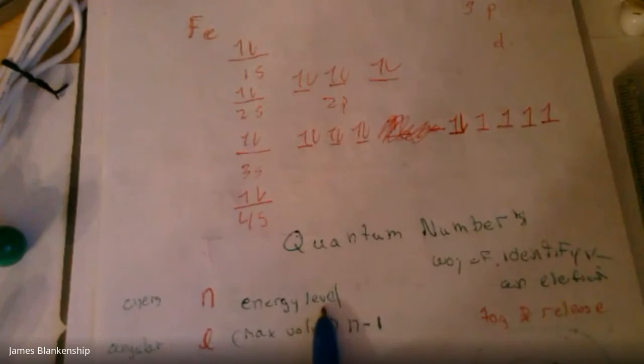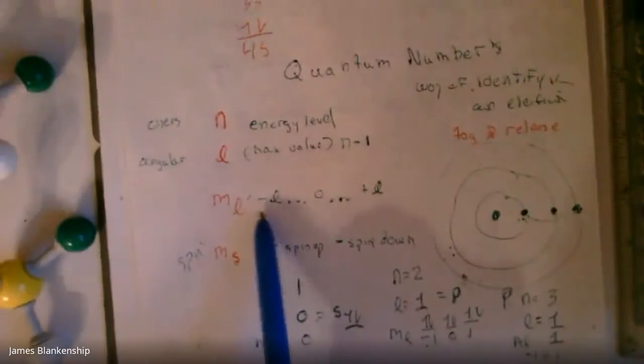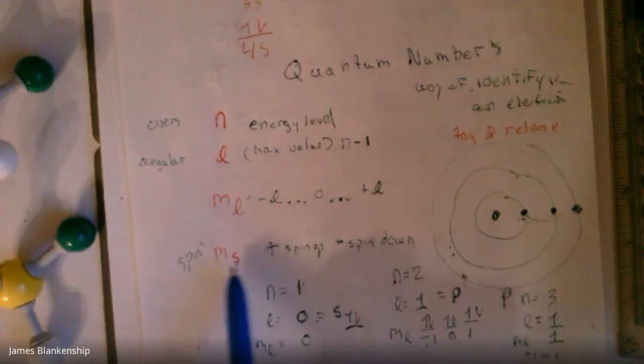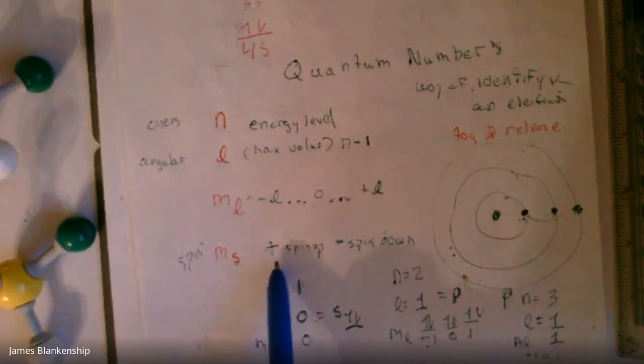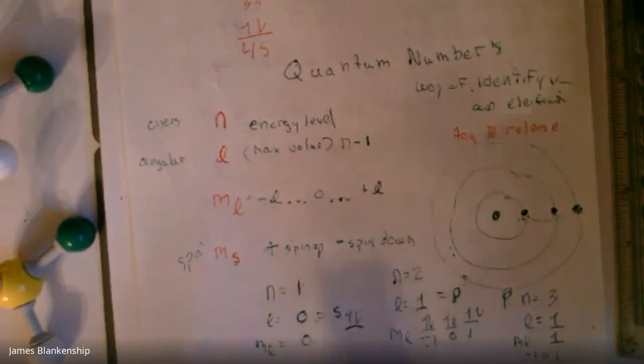We talked about quantum numbers. Our N is our energy level. Our L is our angular momentum, and it's always N minus 1 at most. Our M sub L should always be values between negative L and positive L. And our M sub S is just our spin. We always say spin up, spin down, positive, then negative.